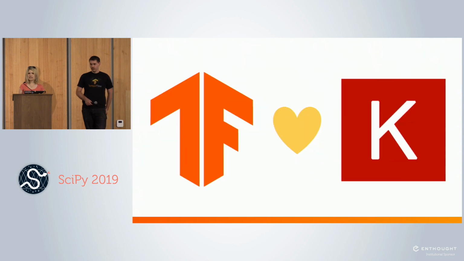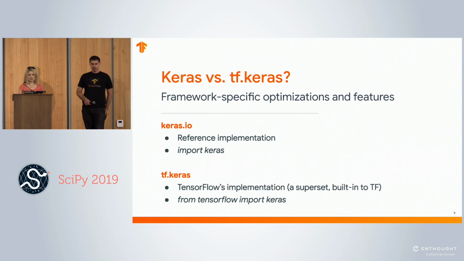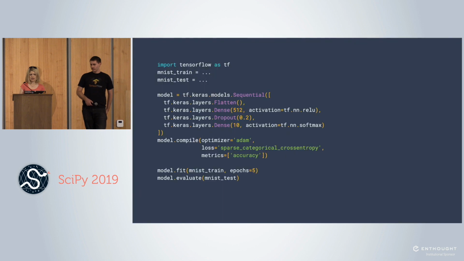So we've decided to standardize on something called Keras, which is a high-level API that's quite a bit friendlier. I get a question a lot of what is Keras, standalone Keras versus TF Keras. TF Keras is really a superset built into TensorFlow and hyper-optimized for the framework. Keras.io is a standalone version that does not have support for things like distributed training and also doesn't give you all of the low-level integrations with TensorFlow that you would see.